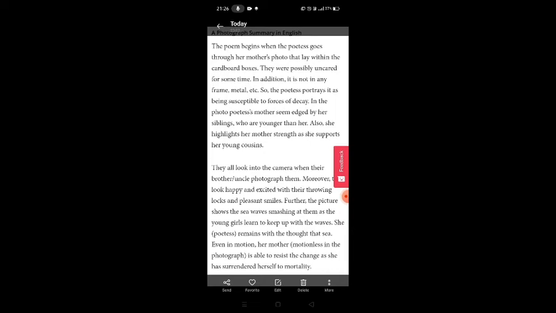In the photo, the poetess's mother seems aged by her siblings, who are younger than her. Also, she highlights her mother's strength as she supports her young cousins. They all look into the camera when their brother, the uncle, photographs them. Moreover, they look happy and excited with their tossing locks and brilliant smiles. Further, the picture shows the sea waves smashing at them as the young girls learn to keep up with the waves.